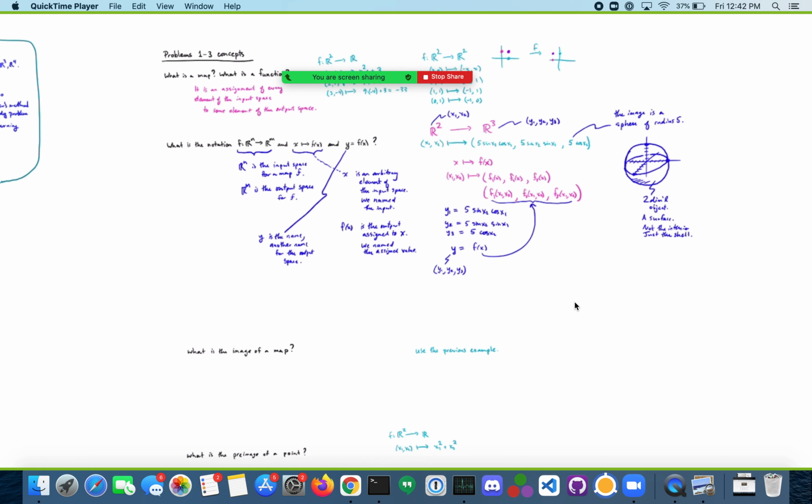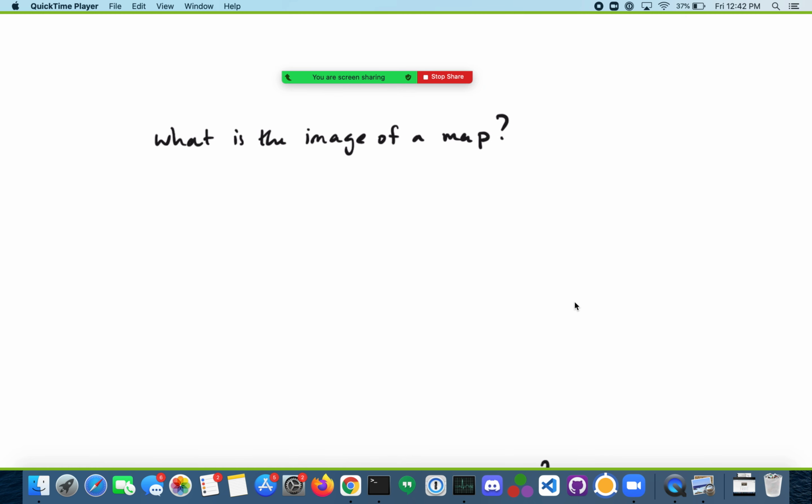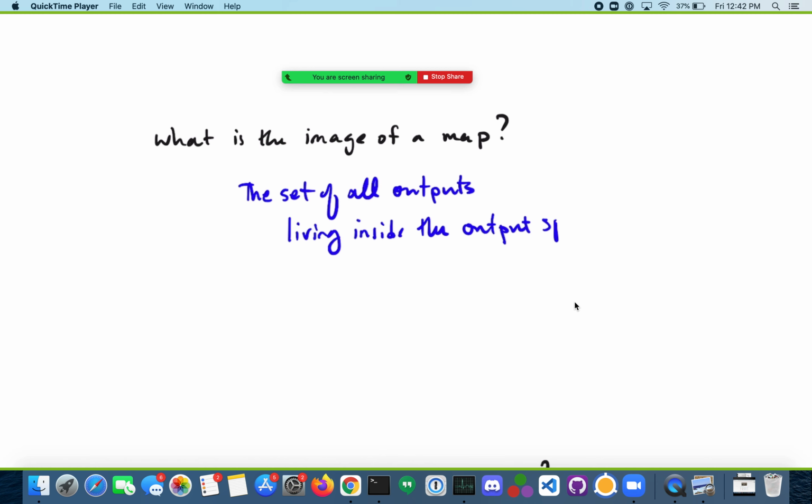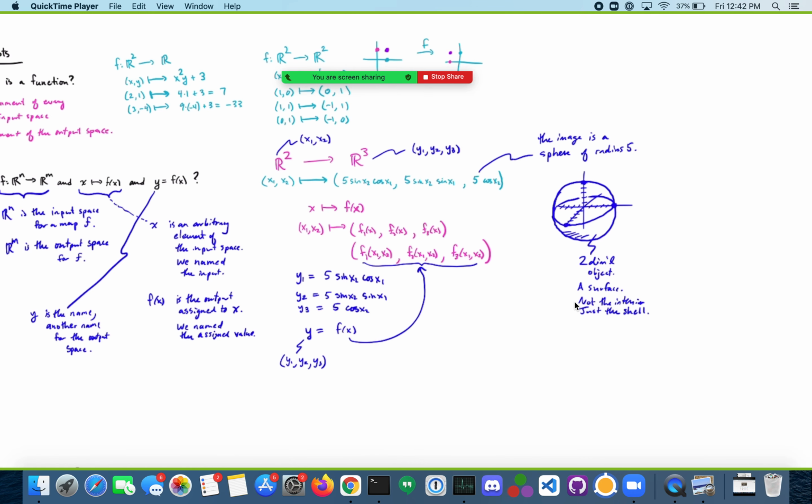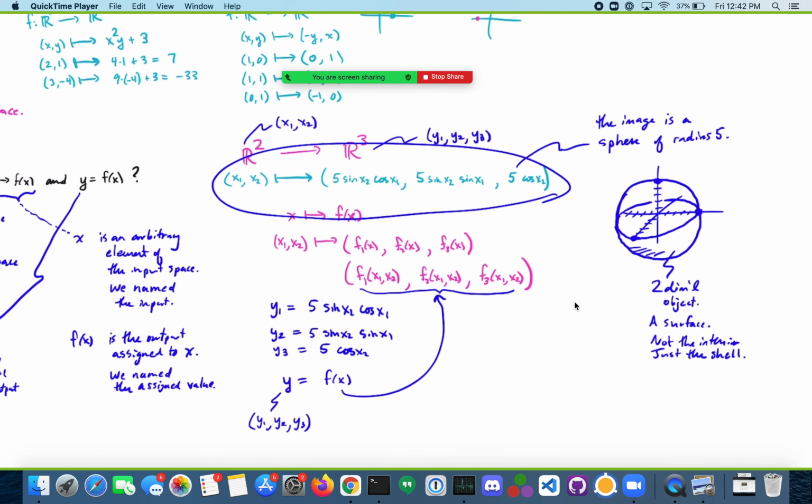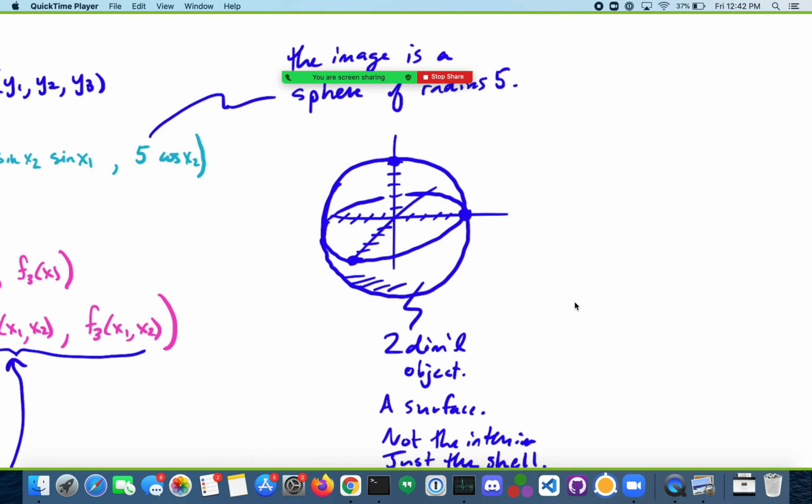So, let's write that down. So I did the example. Now what's the image of a map? The set of all outputs living inside the output space. So, R3 was the output space, but this map here does not hit every point in R3. It only hits the points that are radius 5 from the origin. For example, this point way out here is never hit by our map. So it's not in the image of the map.